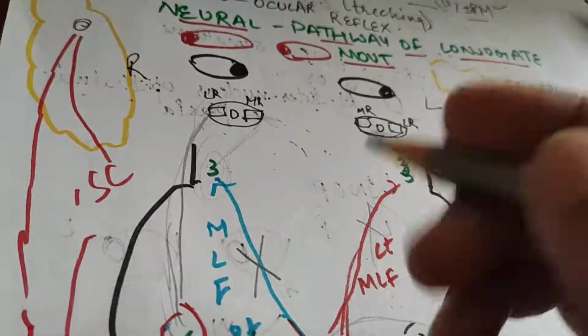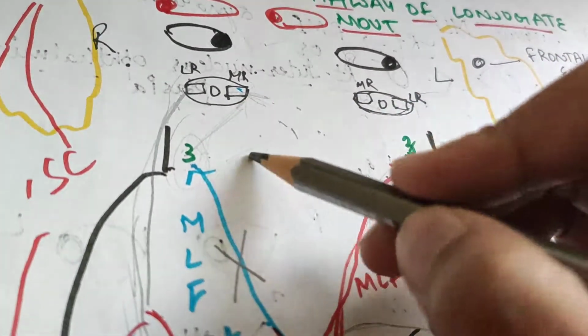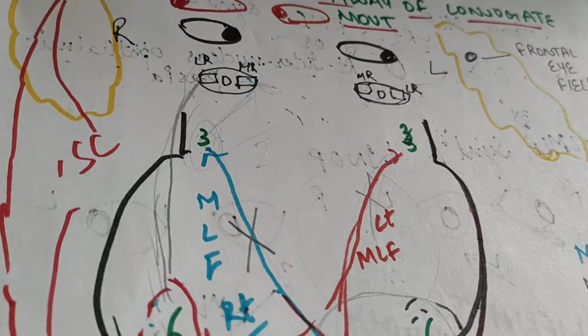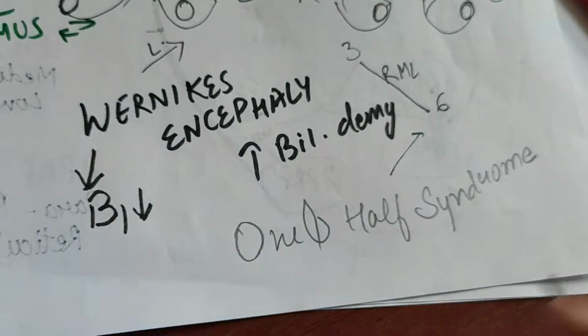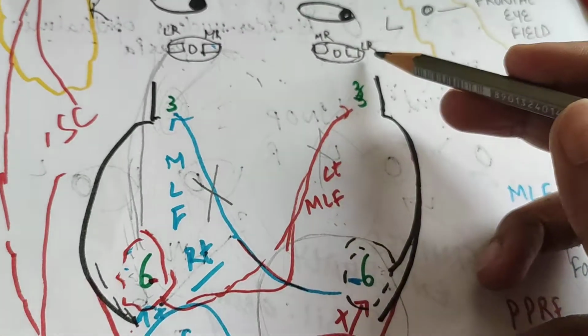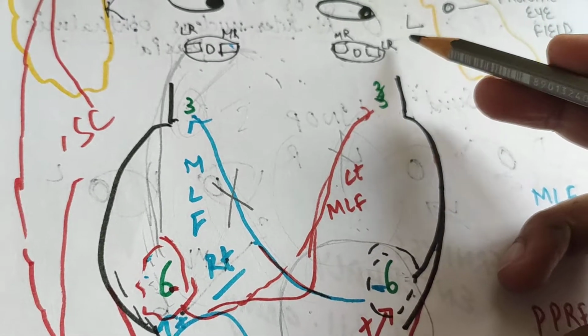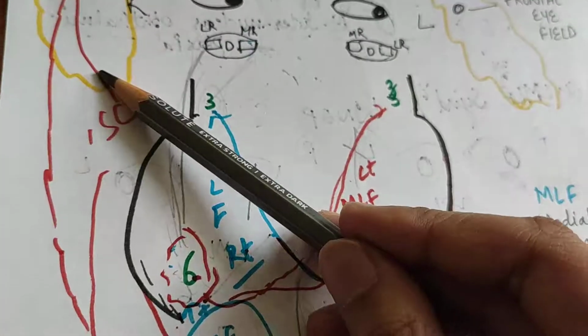So this kind of syndrome, where one eye's whole movement is lost and the other's half movement, is 1.5 syndrome. This is 1.5 syndrome. Here there is damage where the ipsilateral eye will not adduct or abduct, and the contralateral eye will only abduct.